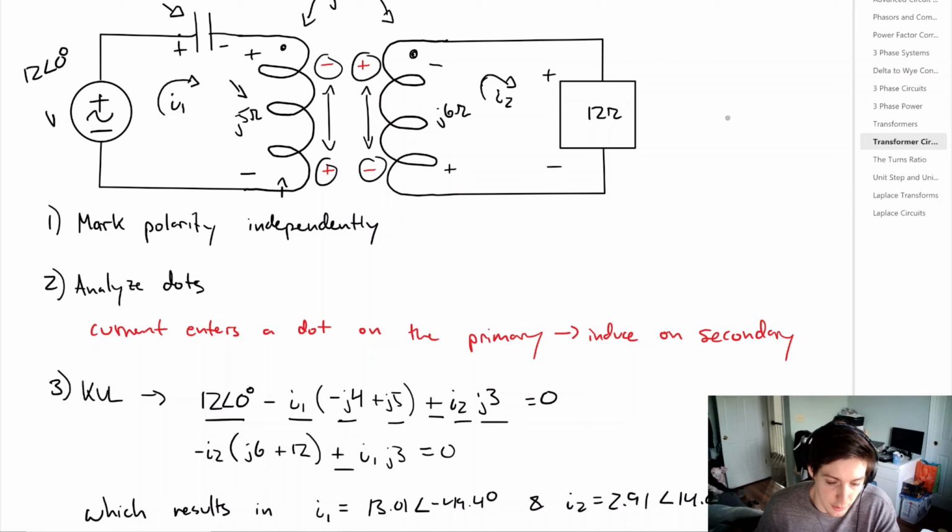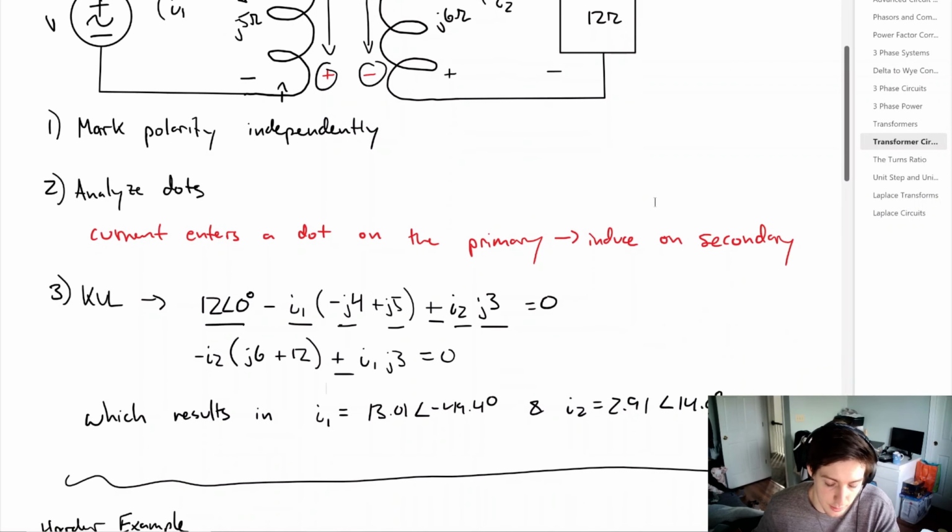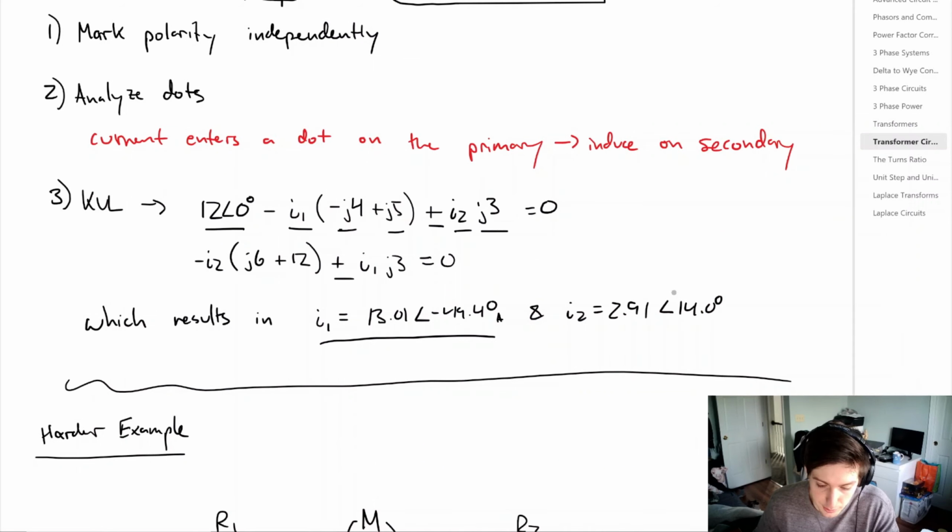So it's a brand new notation and way to analyze circuits, so it might be a little bit confusing at first. The more examples you do, the easier it becomes. So plugging in these values, we can simply use substitution to find that I1 is equal to 13.01 amps with a phase angle of minus 49.4 degrees. And we can find that I2 is equal to 2.91 amps with a phase angle of 14 degrees.